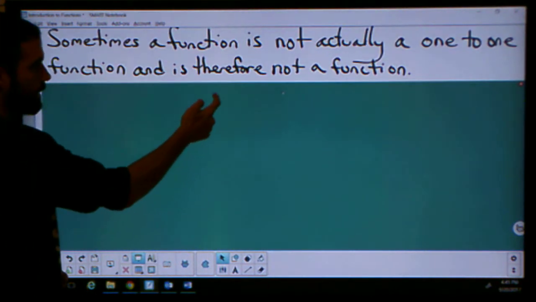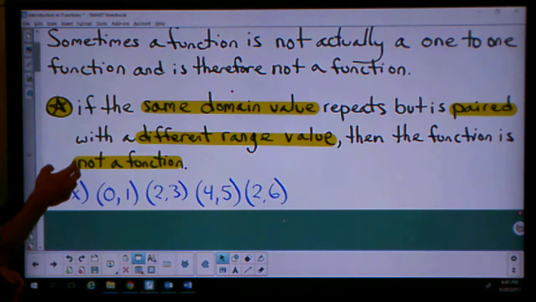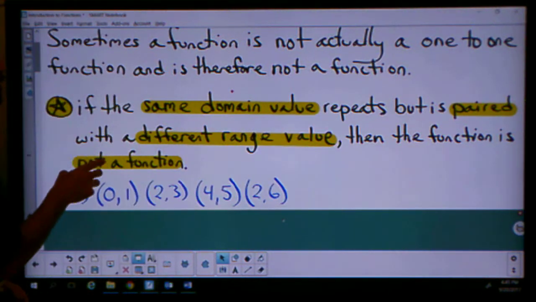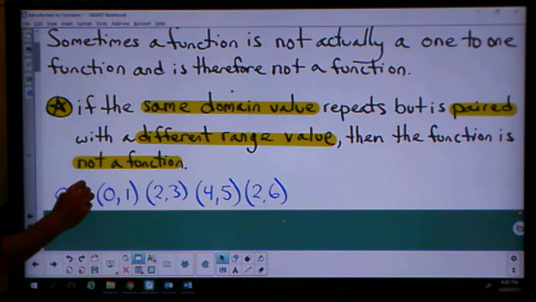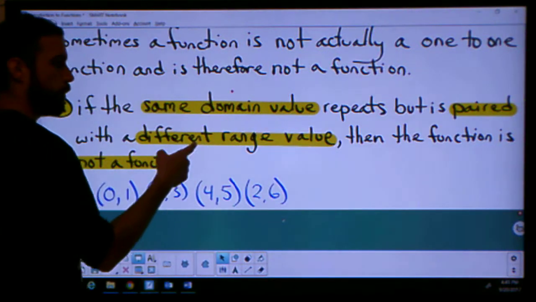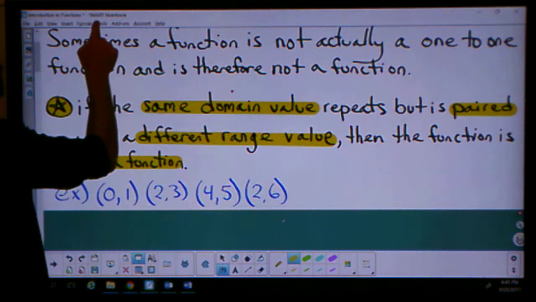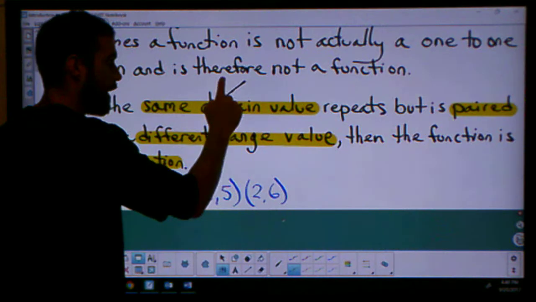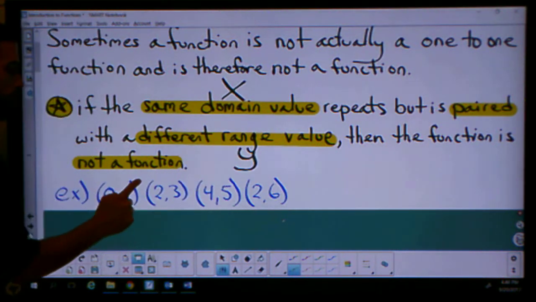Here's the primary way to tell when a function is not actually a function. If the same domain value repeats itself, but is paired with a different range value, then the function is not a function. If the same domain is paired with different range values, then the function is not a function. So just to recap what was talked about up above, the domain value, that's all of your x values. The range value is all of your y values.